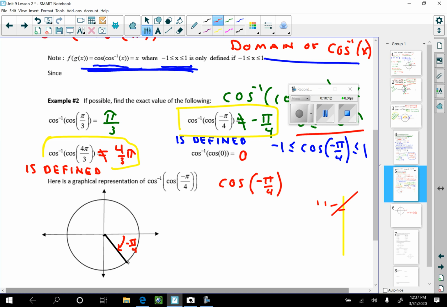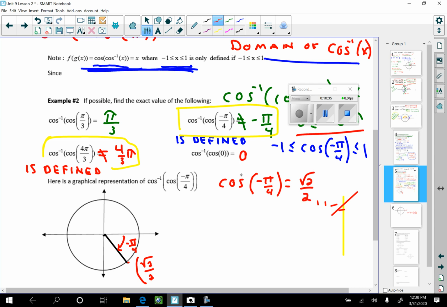Oh, so it's going to map to this point right here. This is a unit circle graphical representation, and this is what we want you to get used to doing. And so what is that? Oh, I know that right there is going to be square root of 2 over 2. That's that x value right there. This is square root of 2 over 2.